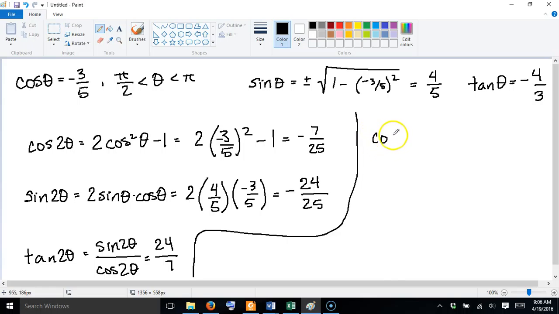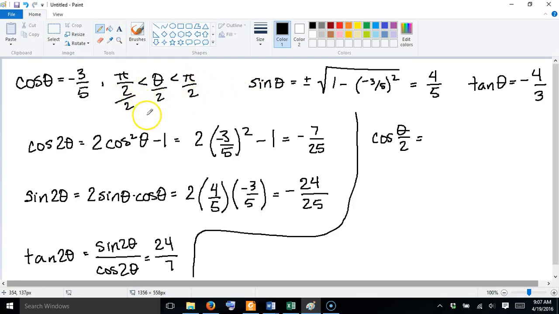Cosine of theta over 2 is equal to, now before we go and find the half angle, we need to figure out what quadrant our half angle is in. And this is how we do it. We know that this original theta is in quadrant 2. Well, what happens if we divide everything by 2?